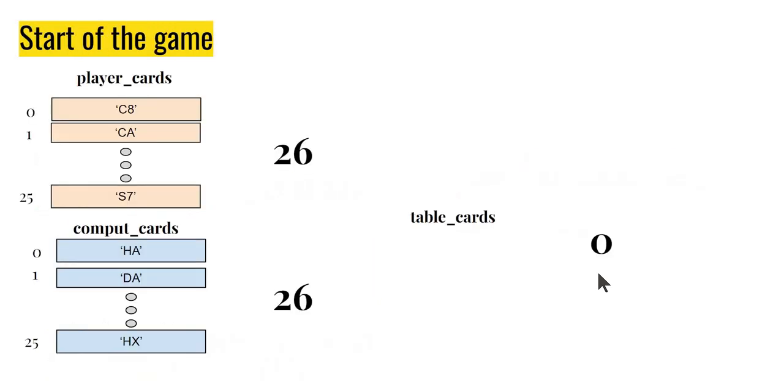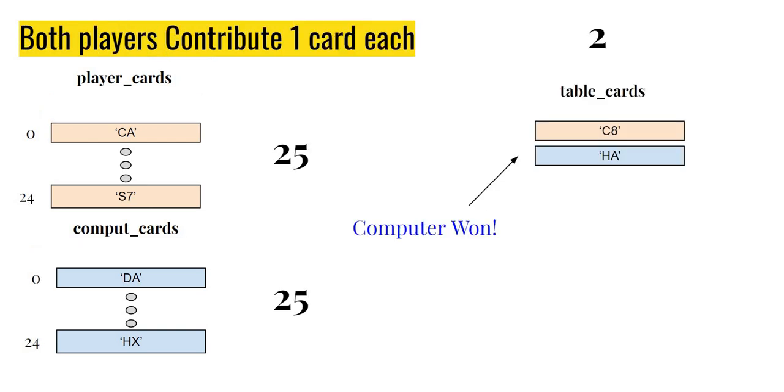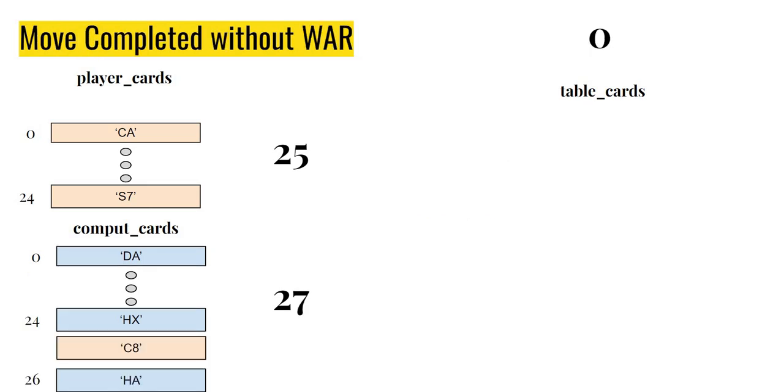Let's see this a bit more graphically. Remember, the game started 26, 26, 0. I put out one card each, so it became 25, 25, 2. Now, this is not a surprise because the sum of the player cards, computer cards, and the table cards must always be 52. In this case, the computer won, so both the table cards went to the computer. It became 25, 27.